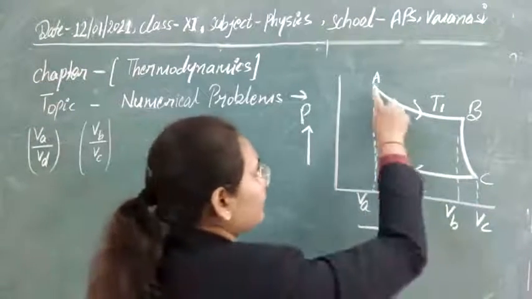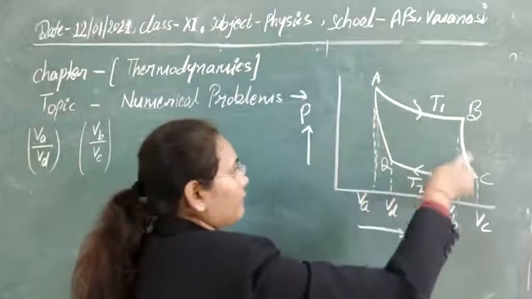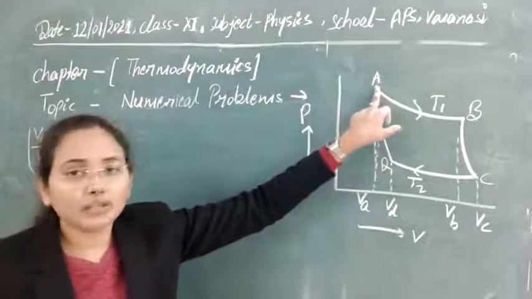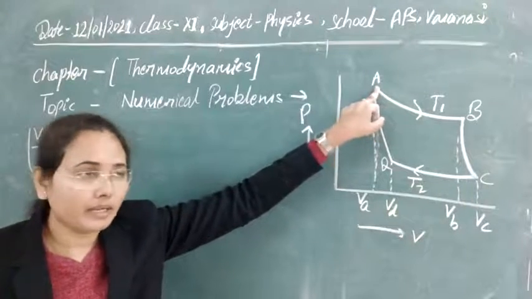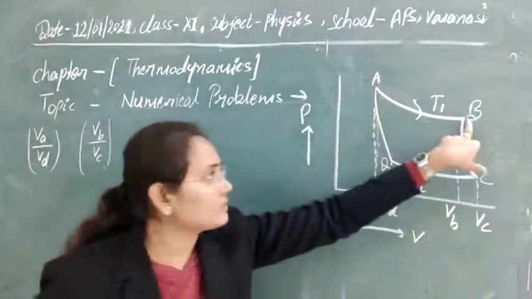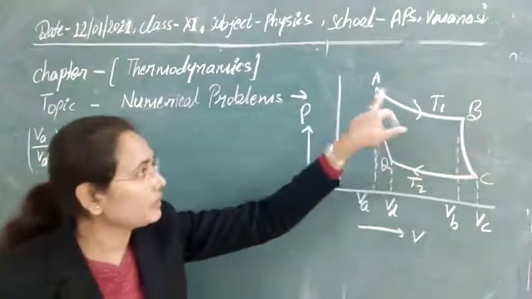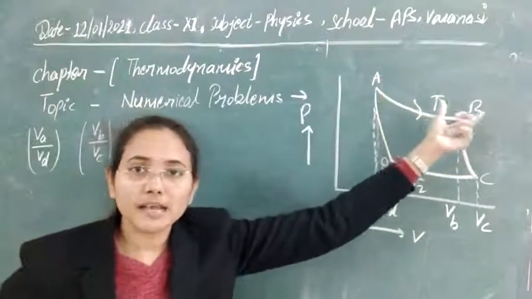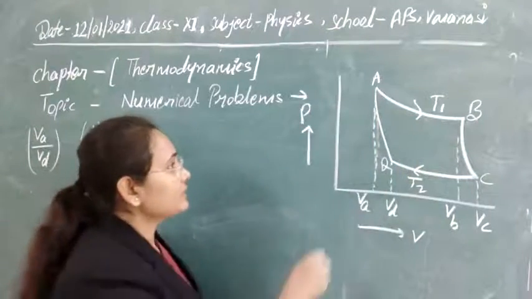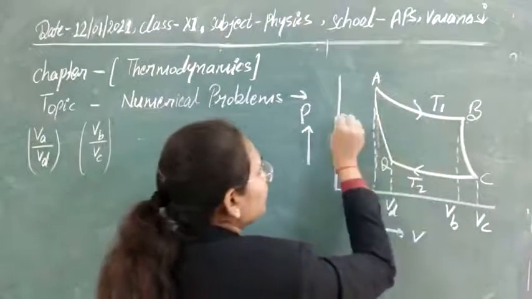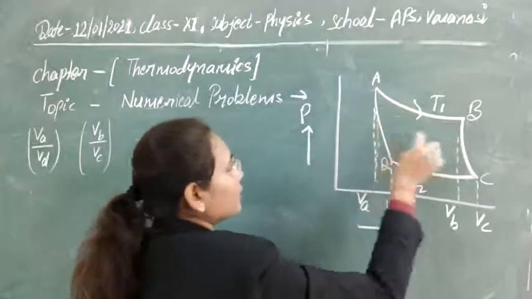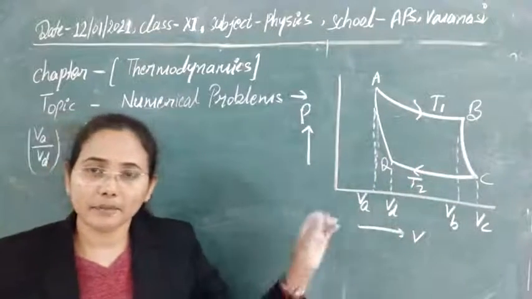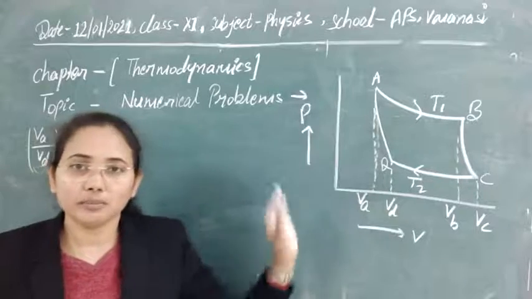Here is the graph given in terms of P and V. Suppose a thermodynamic process starts from A, and now its state is converted into B. During this process, the temperature is T1, so the temperature is constant, while the pressure is changing and the volume also changes. As the temperature is constant here, that is an isothermal process.